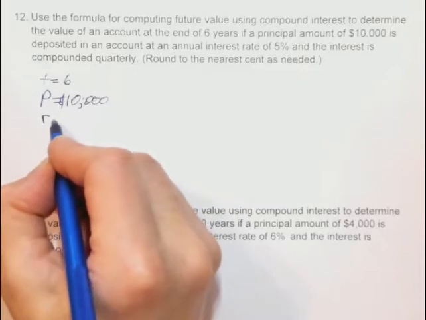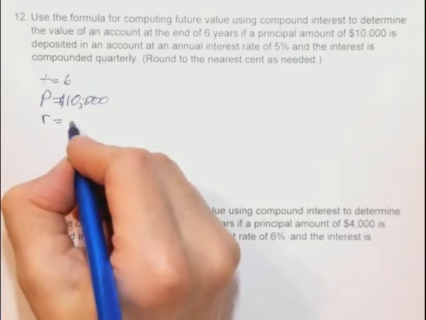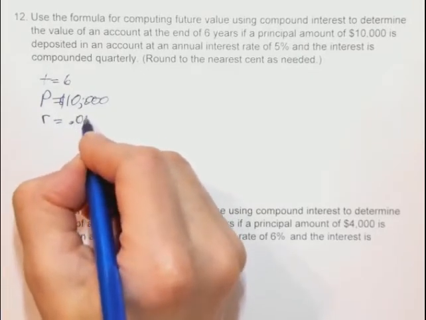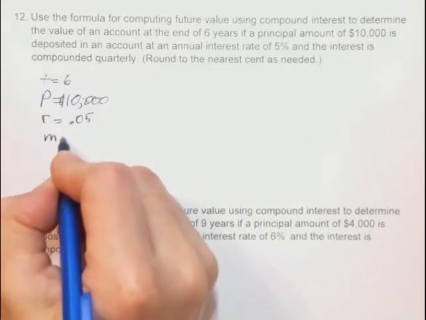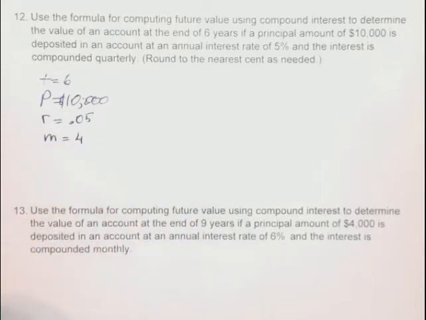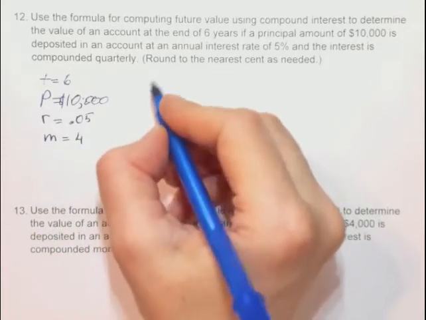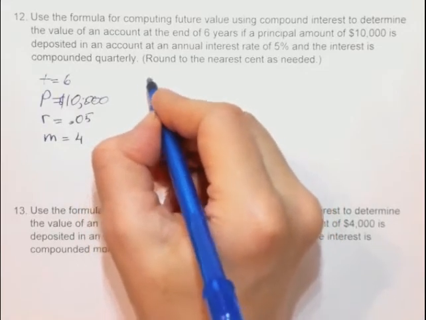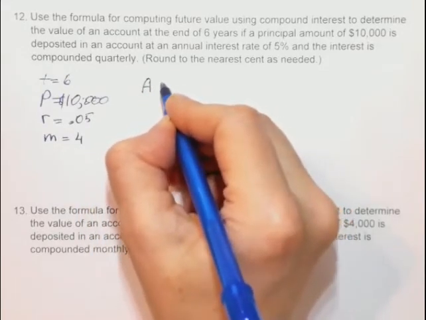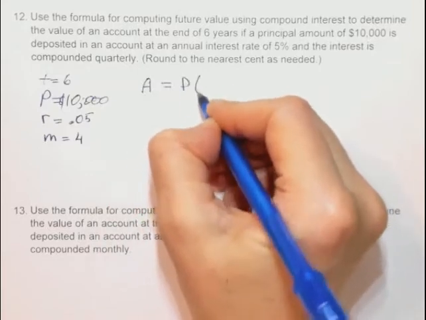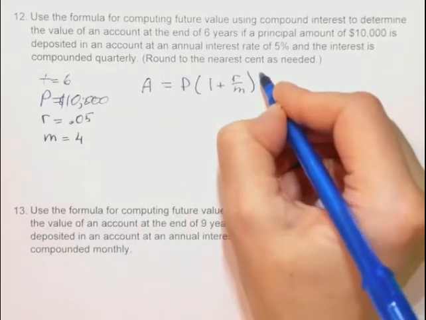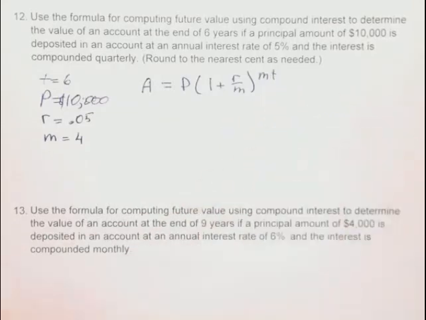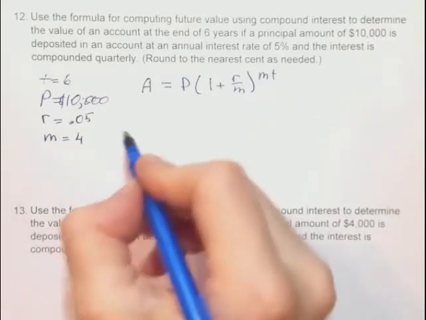Annual rate is R. 5% in decimal form is 0.05. And the interest is compounded quarterly. Quarterly means 4 times a year. We want to use the compound interest formula. Future value amount is principal times 1 plus R over M raised to the power MT, where T is in years.